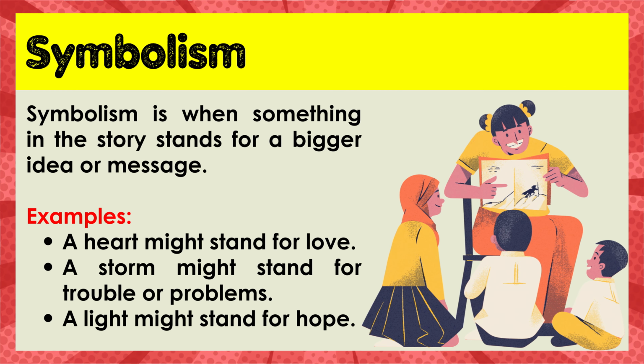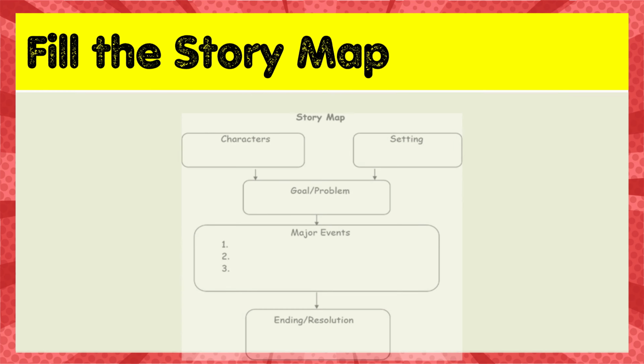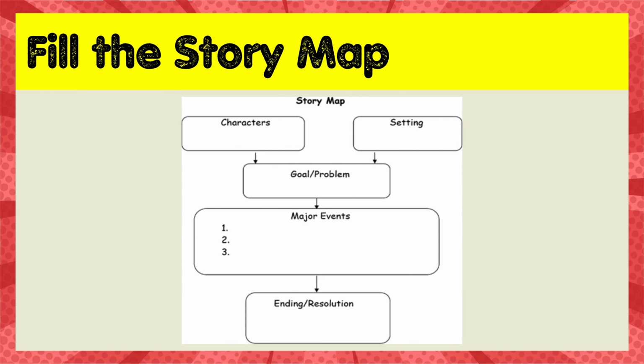And lastly, symbolism. Symbolism is when something in the story stands for a bigger idea or message. Example, a heart might stand for love. A storm might stand for trouble or problems. A light might stand for hope. And now, let us try to fill in the story map.